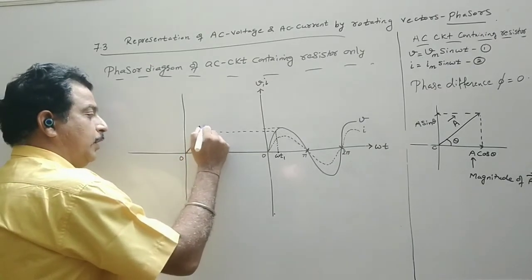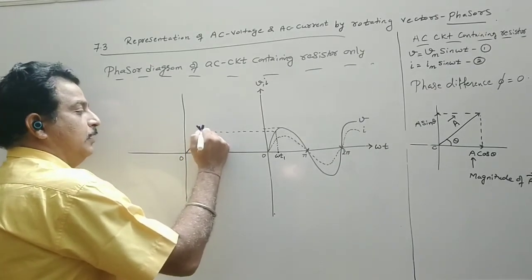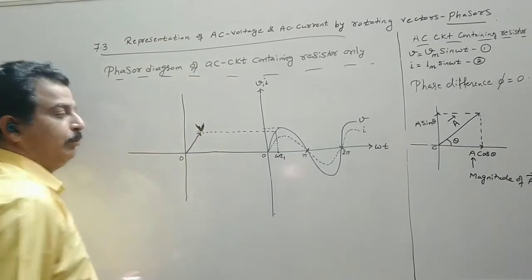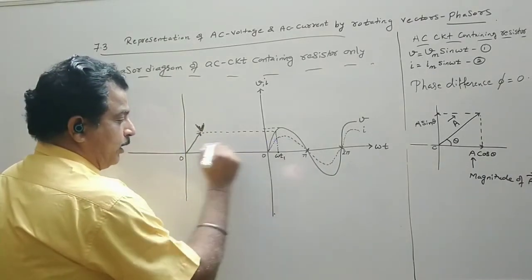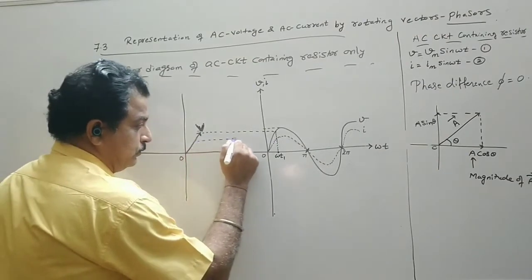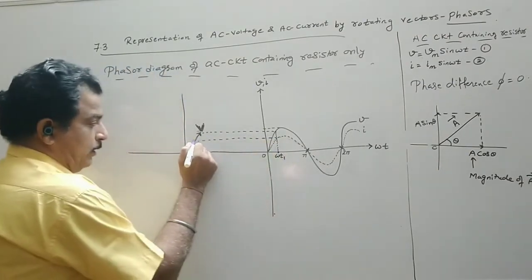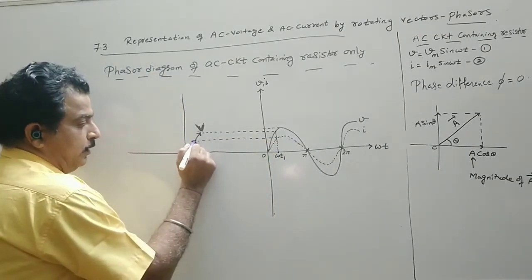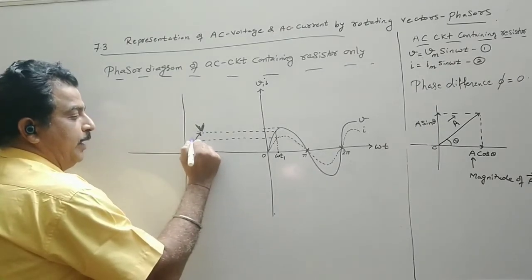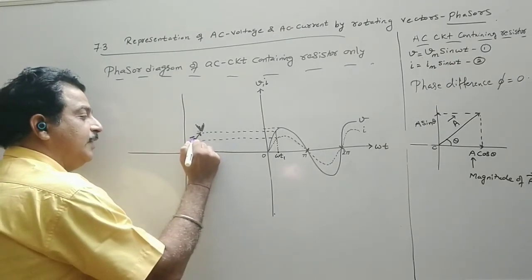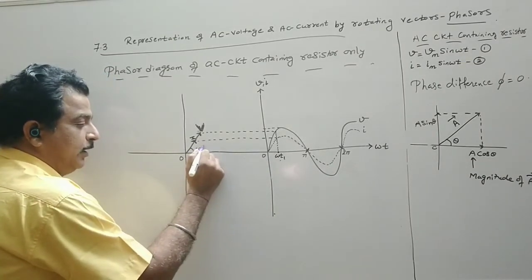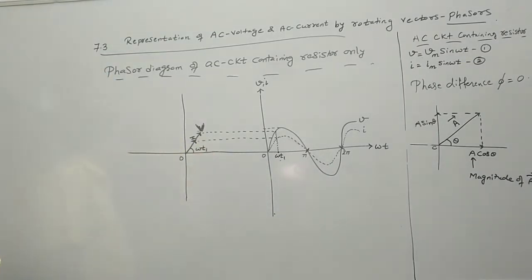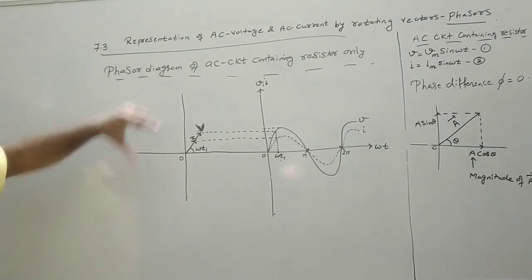And we call it V. So we draw it bold. Similarly, draw a horizontal line. This portion will be phasor I. And now this angle, if we name this as omega t1, this angle is omega t1. So there are two vectors.